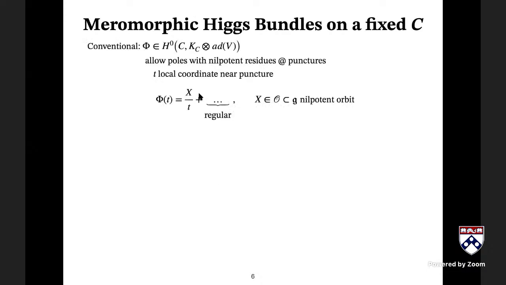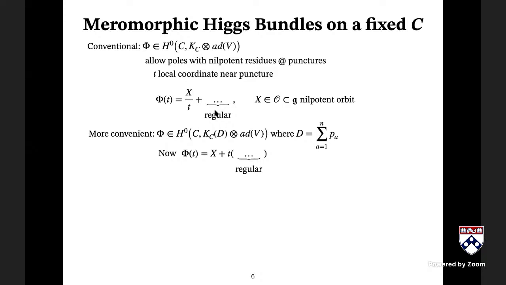Conventionally, you think of the Higgs field as being holomorphic 1-0 forms, which are adjoint valued, and because we're interested in marked points, we'll allow poles with nilpotent residues at the punctures. And so if t is some local coordinate near one of the punctures, phi locally will look like some nilpotent divided by t plus regular terms.